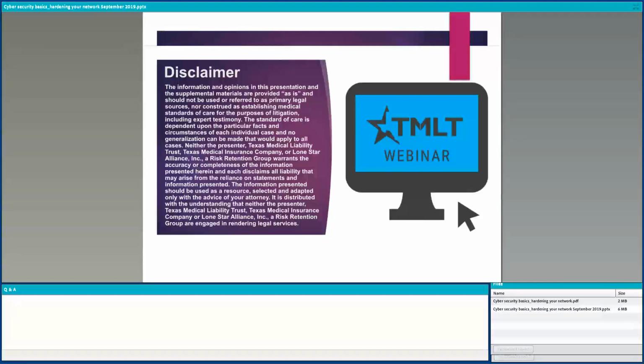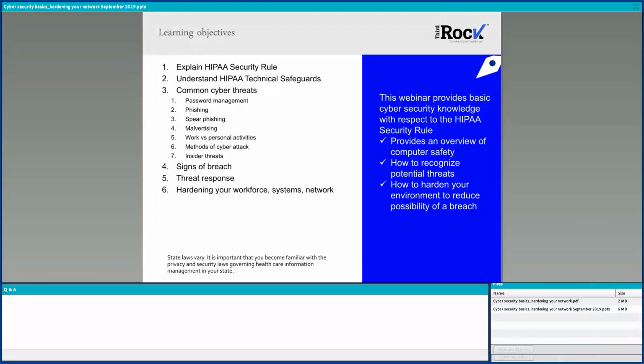We're excited to present this information to you, and I'm going to present it fairly quickly. I want to present a lot of information in a very short time, but we'll go through it quickly. This is an outline of what we're going to do today. We're going to touch on the HIPAA Security Rule and technical safeguards, but then we're going to look mainly at the common cyber threats that each organization faces today, signs of a breach and how to respond to that, and then an overall hardening of your systems, workforce, and network.